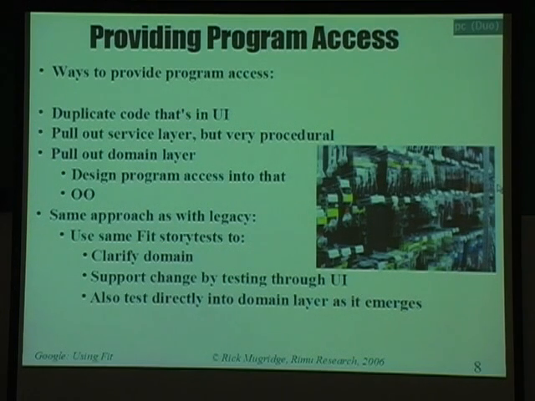So one way is just to duplicate the code, but duplication is a bad smell. Pulling out a service layer is very procedural, or you can focus on that domain layer. So I'm looking at the same solution, really, which is to be clear about the domain and move towards supporting that domain layer, pulling it out, so that programmatic access can be supplied in that process. And at the same time there is a clarification around the domain.